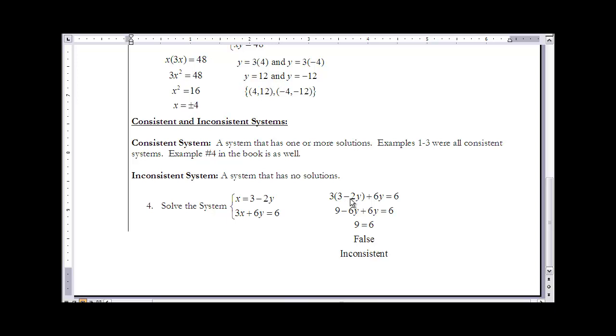And as I do that, and I go through and do my solving, I end up with 9 minus 6y plus 6y equals 6. Well, it turns out that my y terms cancel out and I'm left with the statement 9 equals 6. Well, that's a false statement, okay? And any time in the process of solving a system, if you end up with a false statement like that, that means there's no solutions and it is an inconsistent system.